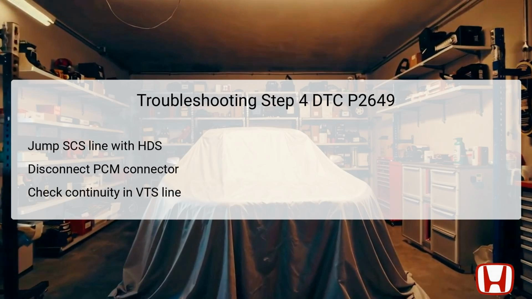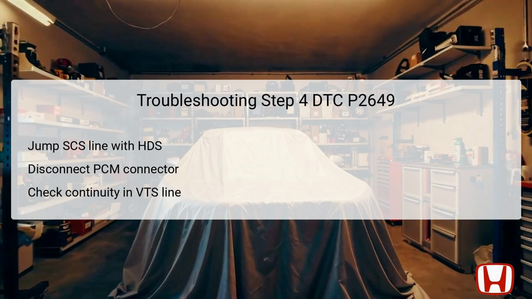The fourth step in troubleshooting DTC P2649 involves checking the VTS line's continuity, critical for communication between the rocker arm oil control solenoid and the PCM. Start by jumping the SCS line with the Honda Diagnostics System, HDS, and wait for over 1 minute to ensure the system is prepared for testing.